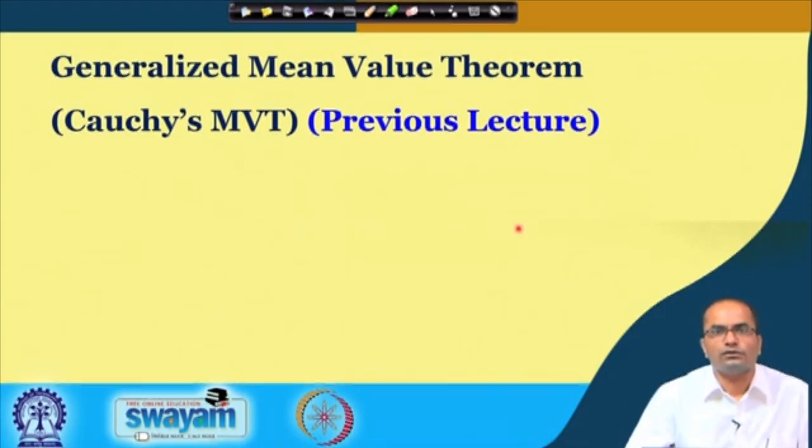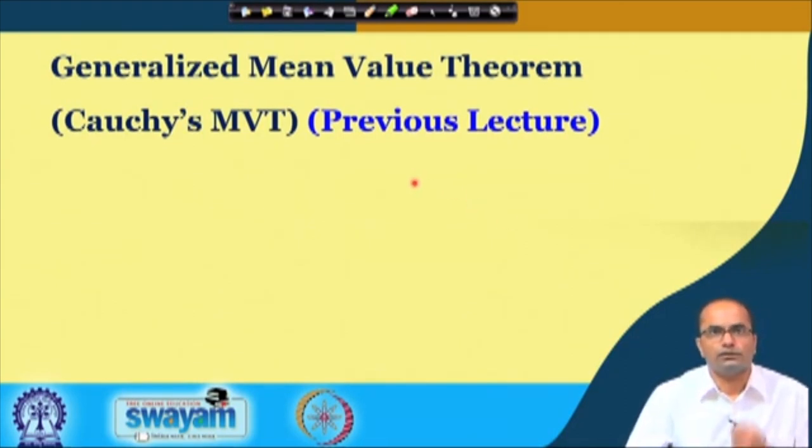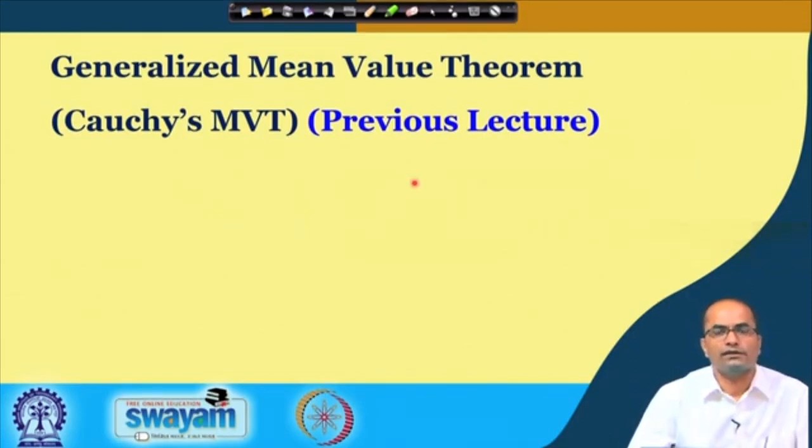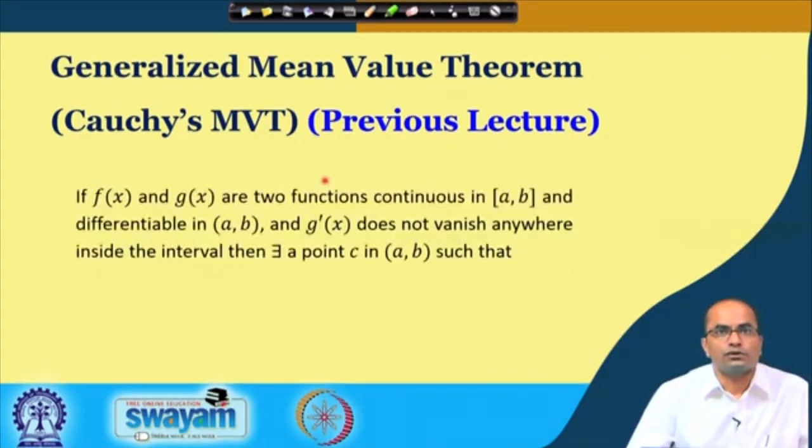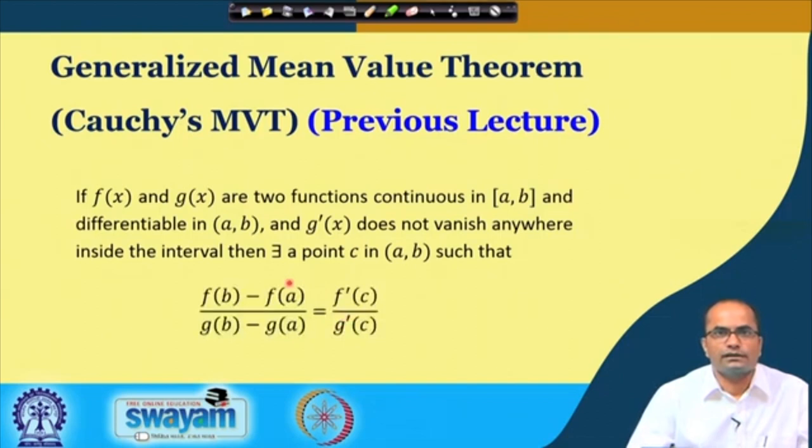Before I start with indeterminate forms, let me recall from the previous lecture the generalized mean value theorem, or the Cauchy mean value theorem. There we have seen that if there are two functions f and g, continuous in the closed interval and differentiable in the open interval a b, and g prime, the derivative of g, does not vanish anywhere inside the interval, then there exists a point c in the open interval a b such that the quotient f b minus f a divided by g b minus g a is equal to the ratio of the derivatives at that point c. This generalized mean value theorem will be used today to prove some of the results.